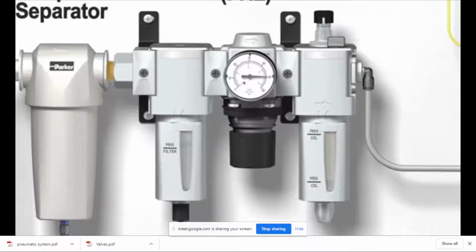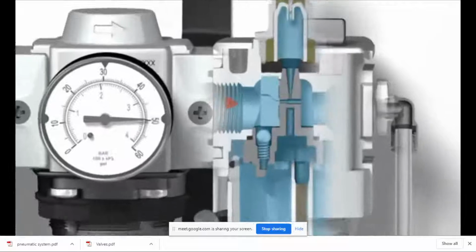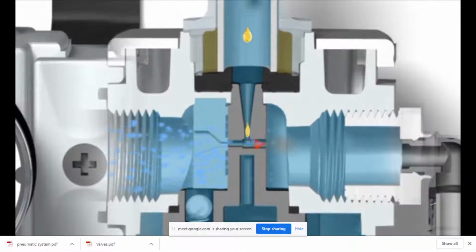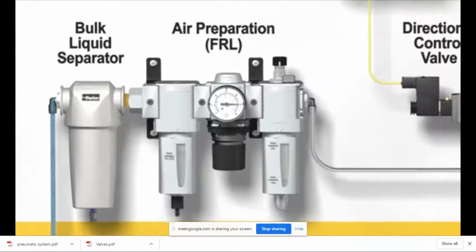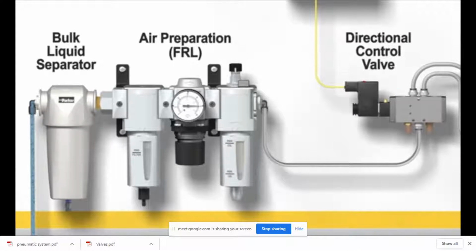Finally, in specific applications, such as air motors or pneumatic tools, a lubricator can be added to distribute a fine mist of lubricant into the compressed air to help lubricate downstream components. Now that the compressed air is clean, dry, and set to the correct pressure for the application, the next step is to direct it where to go to create motion. A directional control valve is used to achieve this task.